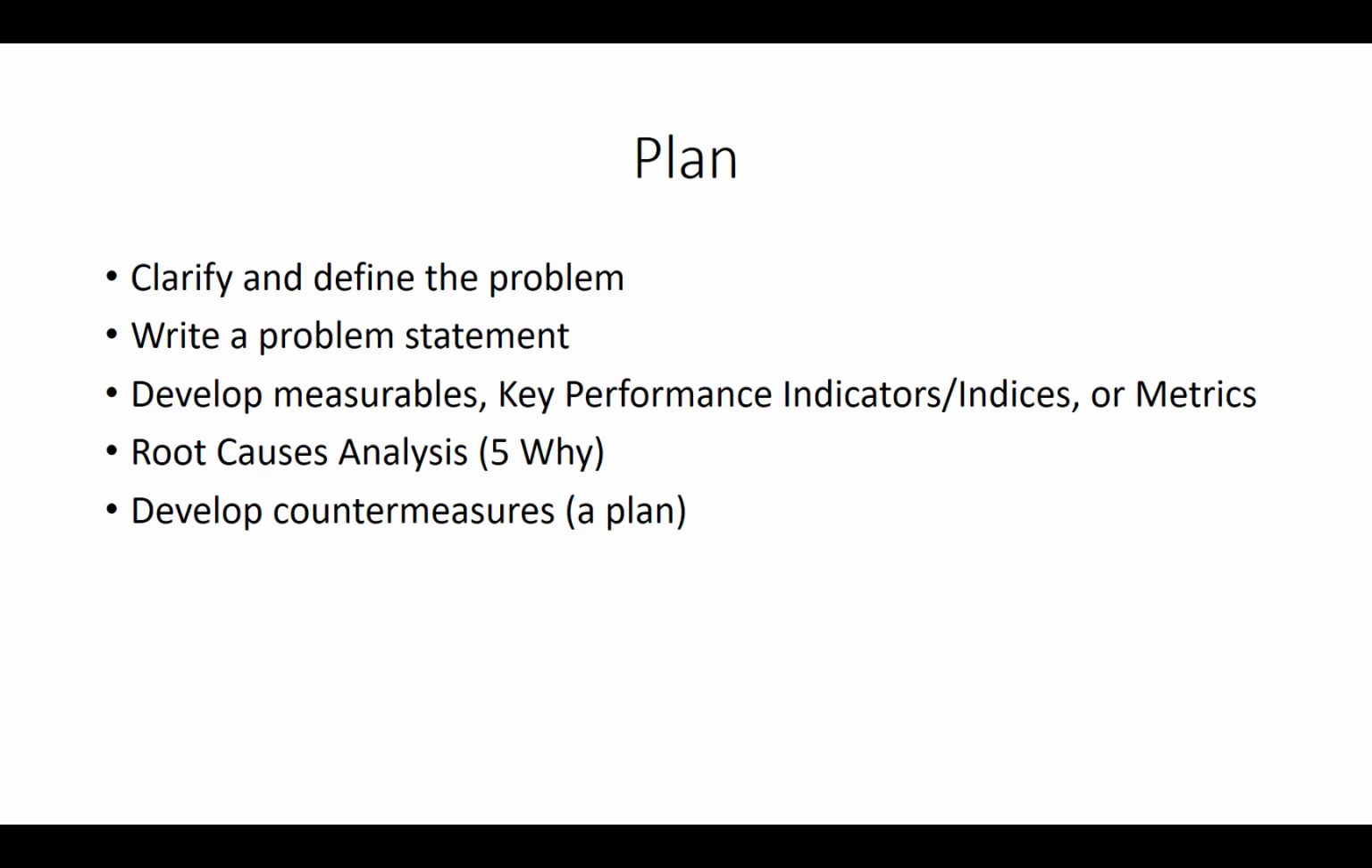All right, first, our plan. So the plan step, the first step we do, we clarify and define our problem. We write our problem statement. We develop our measurables. We develop our key performance indicators or indices, our metrics, whatever we're calling those. We do our 5 why, our root cause analysis, and we develop our countermeasures.